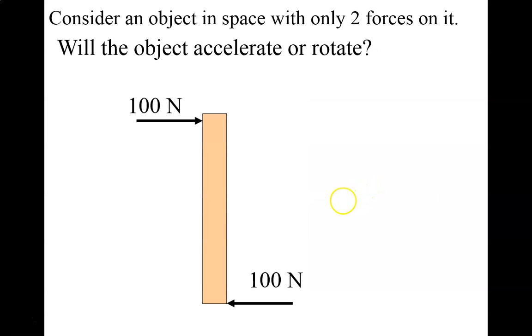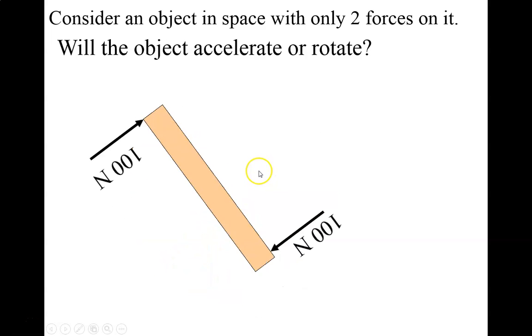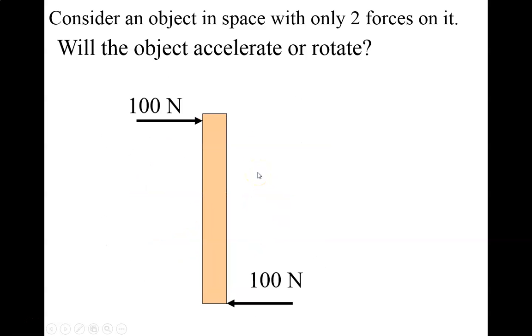Okay. What about this? Will this object rotate or accelerate? Will it accelerate? No, it's got 100 newtons to the left, 100 newtons to the right, so it will not accelerate. Will it rotate? Will these torques cancel? No, it will not. They will not cancel because they're going to add. They are both in the clockwise direction. So this has 200 Newton meters of clockwise torque. So this will just spin up like so.